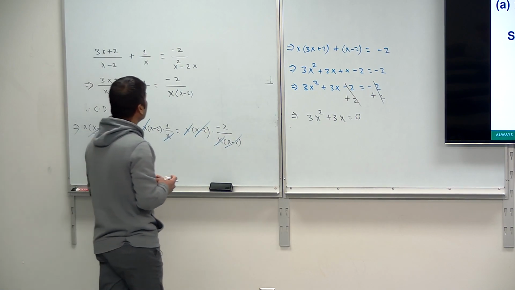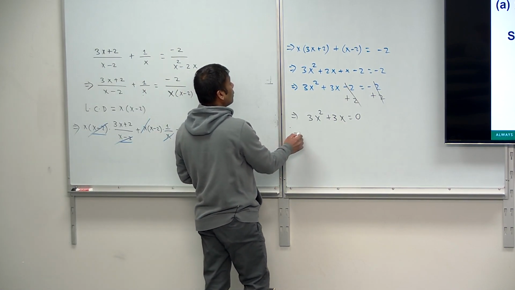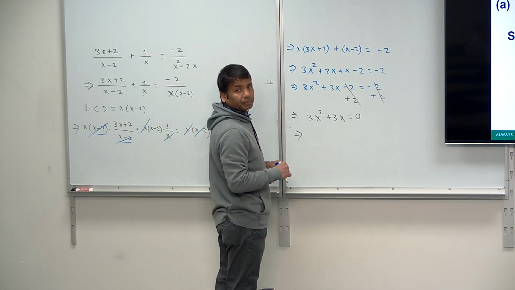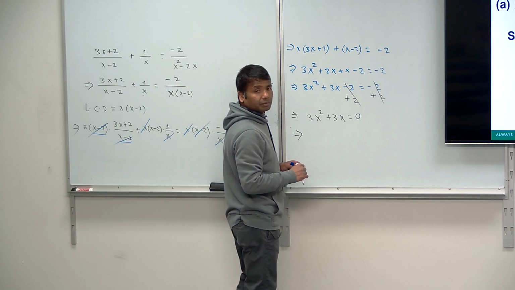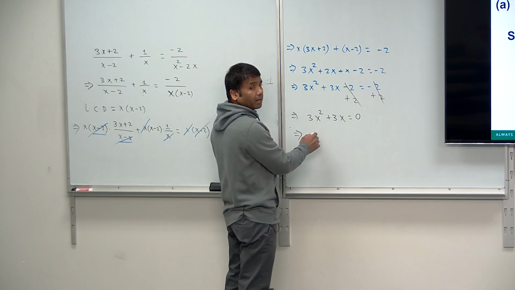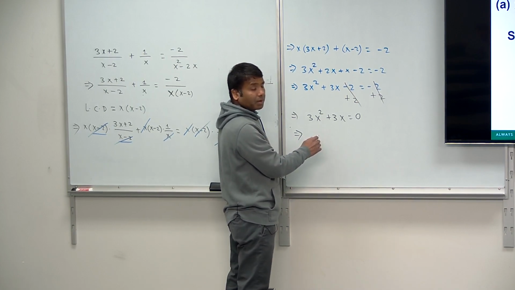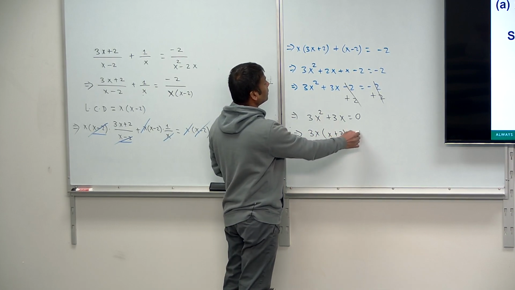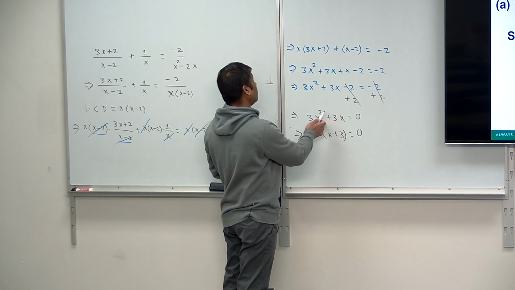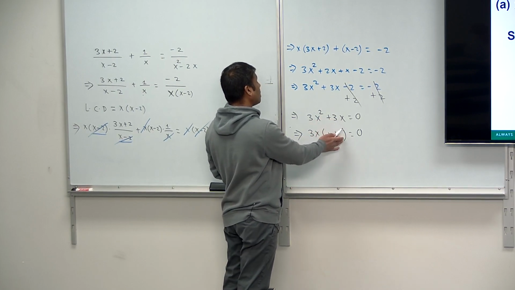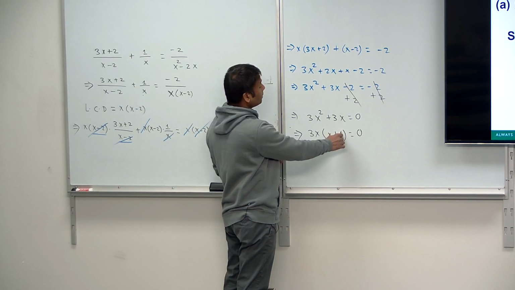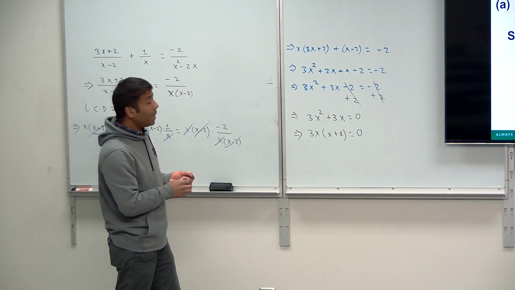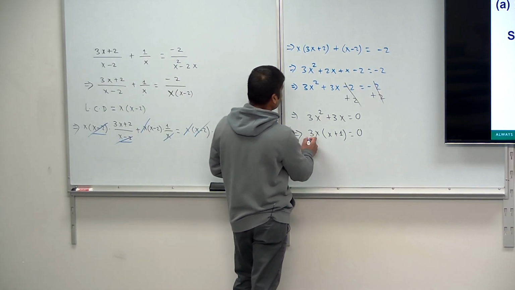And then, how do you solve? This is a quadratic equation, right? How do you solve it? Can I factor out 3x? Yes? If I factor out 3x, what will be here? x plus 1 equal to 0, right? And then you can divide both sides by 3.